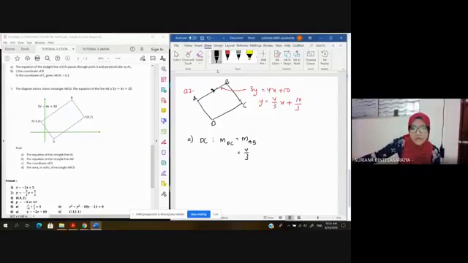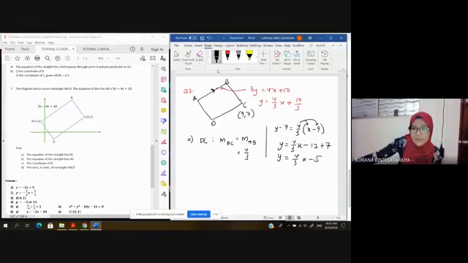Okay, so how to find the equation? y minus y1, because you know C is (9, 7). So y minus 7 equals 4/3 (x minus 9). y equals 4/3 x, multiply inside, minus 12 plus 7. So y equals 4/3 x minus 5. Did you get the answer? Yeah, got the answer. Okay.